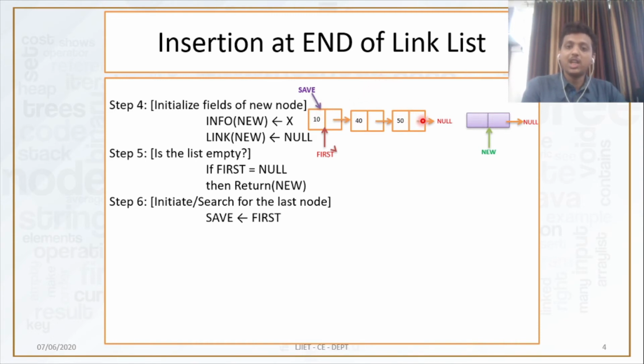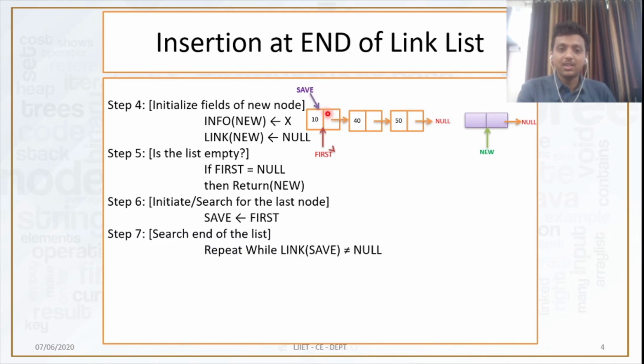Okay. Now tell me, what is the link of the last node? Where is the link of the last node pointing to? The link of the last node is pointing to null. So if this is save, then this becomes link of save. So this is the link of save.